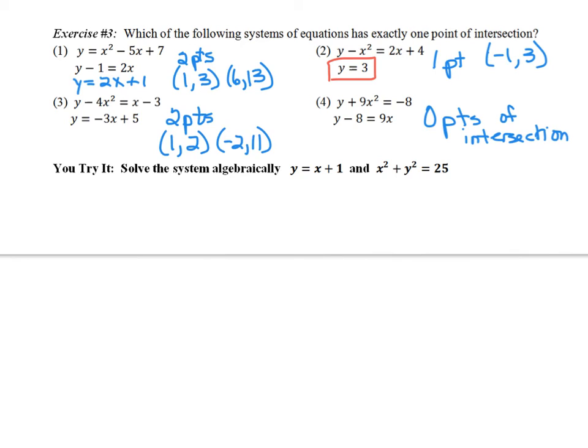So we were looking for which system had exactly 1 point of intersection, so I'm going to pick choice number 2. Now what I'd like you to do is please do the you try it. So solve the system algebraically, and then come back and check your work and your answers with the solutions that I have.